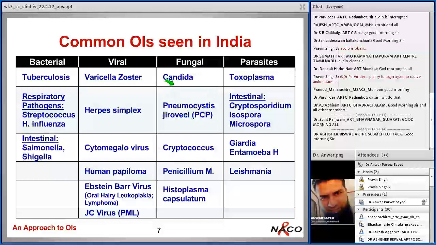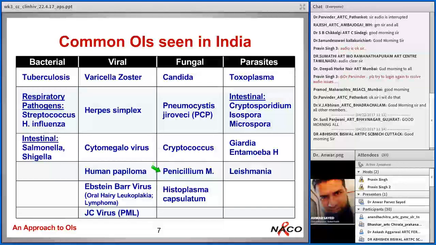Then Candida, everyone is aware that it may cause candidiasis, most commonly oral candidiasis, but it can be again esophageal candidiasis and vaginal candidiasis also. Then cryptococcosis, it may cause cryptococcal pneumonitis or cryptococcal meningitis, and cutaneous cryptococcosis and other forms.